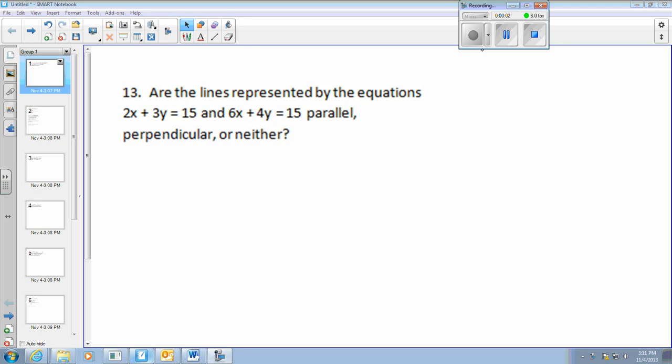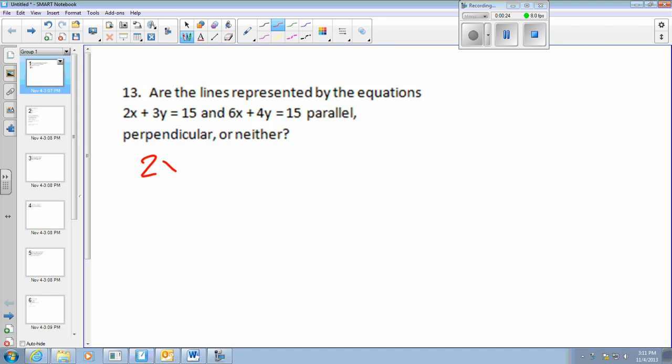Here we are on the back of the review for the first quarter test for geometry. Let's take a look at the first question here. It says that there are lines represented by the equations that and that are parallel, perpendicular, or either. Well, there's one way to find out. We need to find the slopes of each of those.